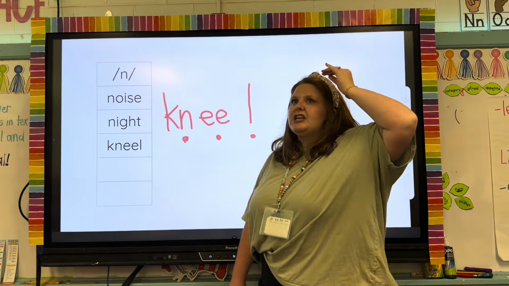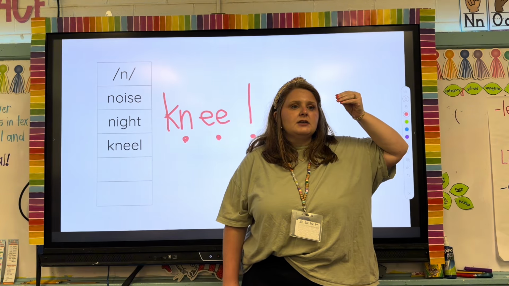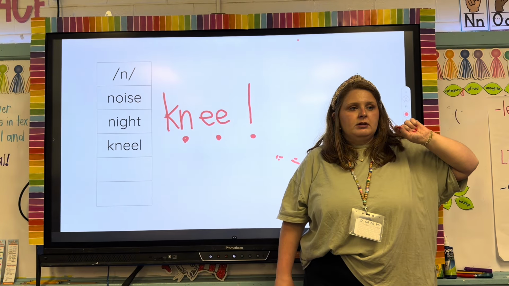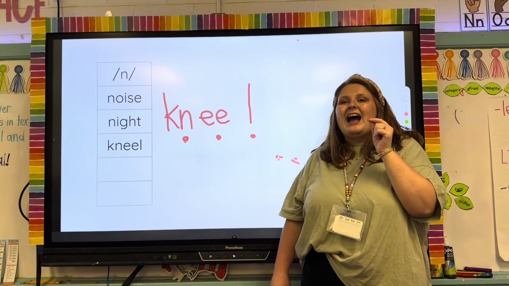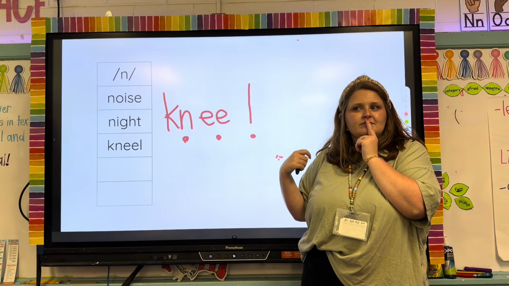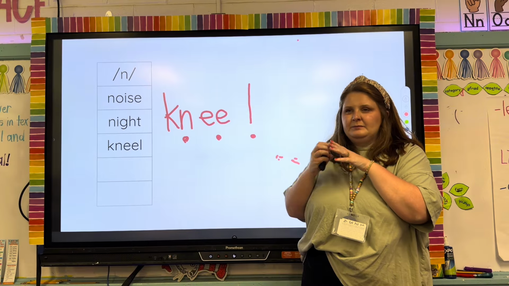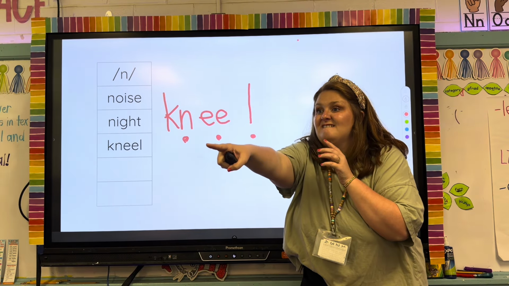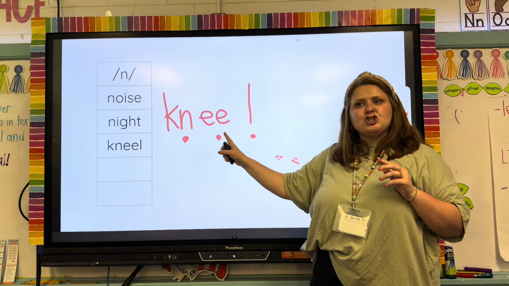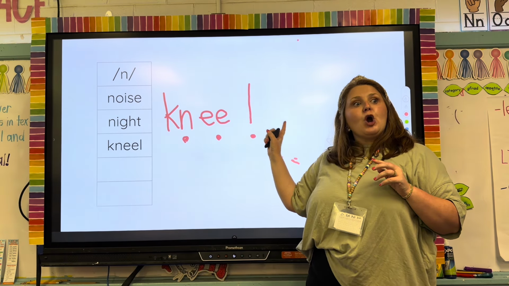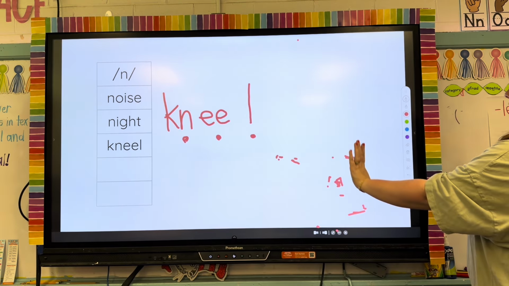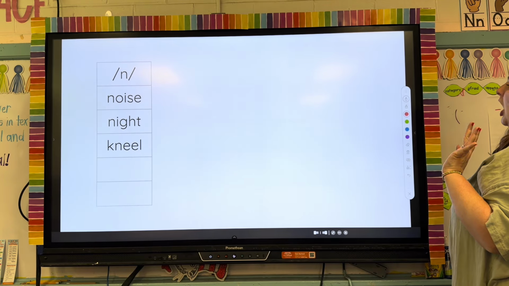L. Now, I want you to really think about this. Don't just blurt out a guess. Why do we not double that L in kneel? Think about our double rule. Why do we not double that? Because if we have a short vowel before. And is that a short vowel? No. Is E a short vowel? No. So are we allowed to double the L? No. Absolutely not. Do we have all three of these written? Yeah. Beautiful.